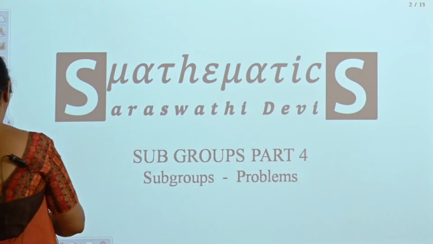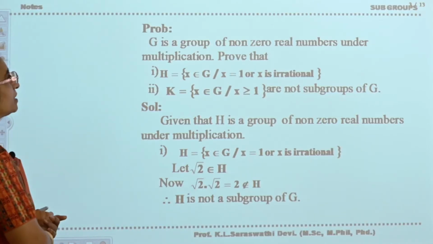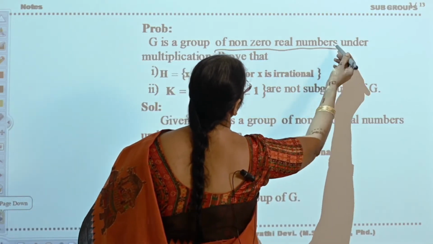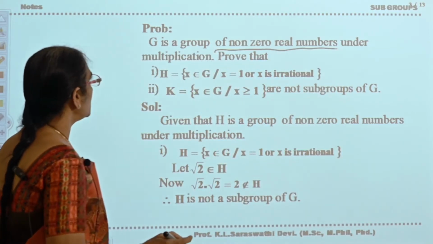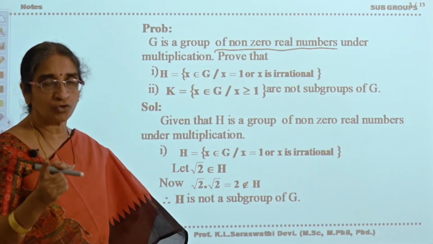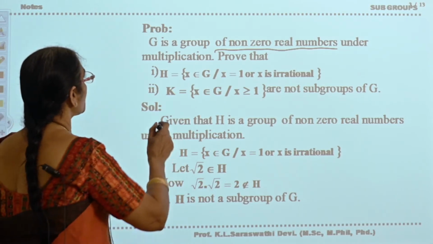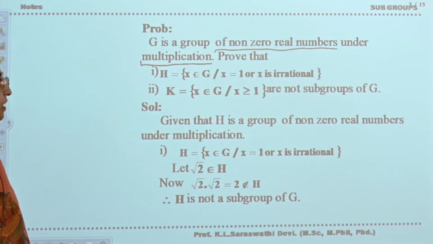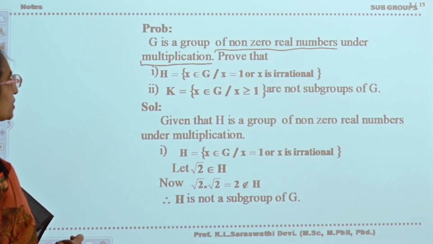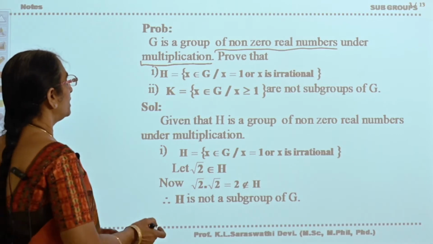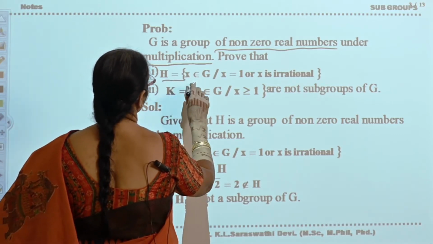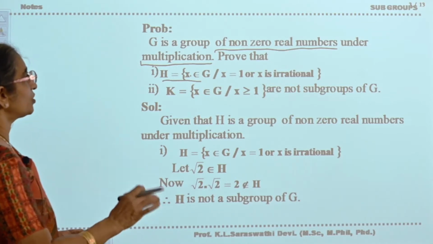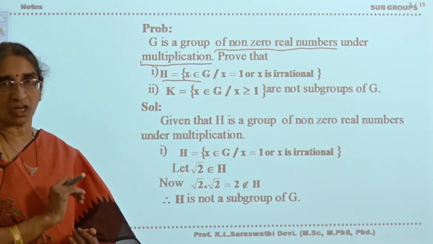Now see the problems. The first one is: if G is a group of non-zero real numbers with respect to multiplication, what is the operator? The operator is ordinary multiplication. Prove that H is equal to the set of all x belongs to G such that x is equal to 1 or x is an irrational number.